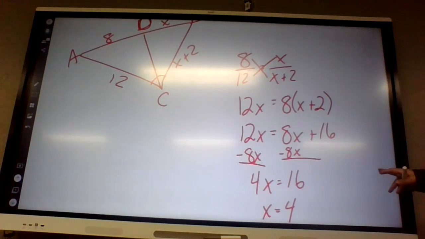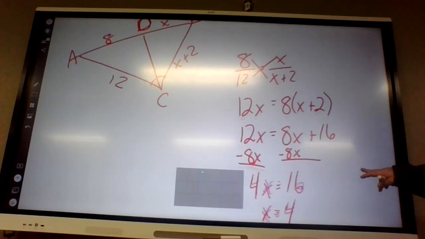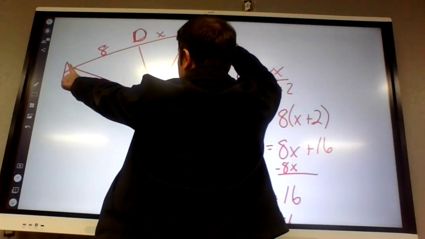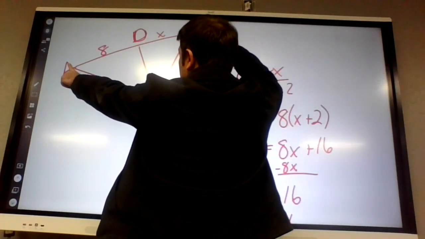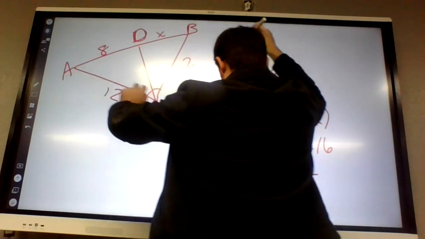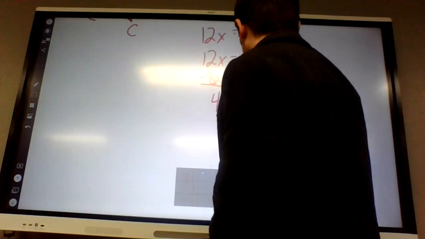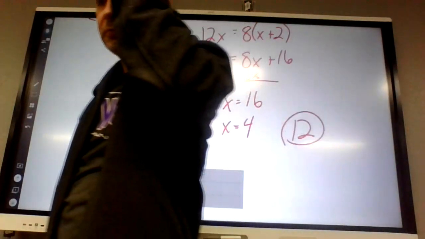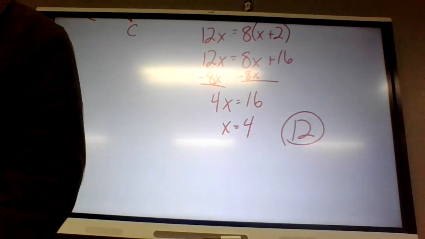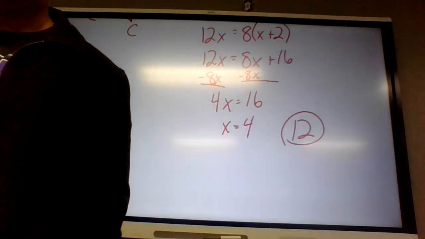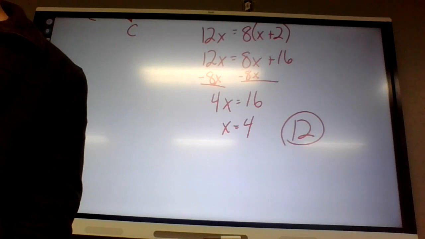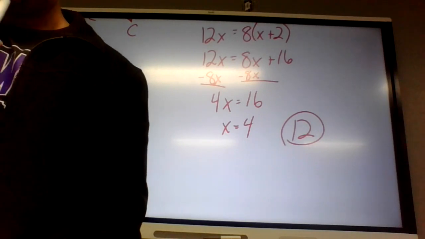Okay, if x is 4, then what is AB? It'd be 12. Right, 8 plus 12. So we gotta put 12. A couple more, I guess. 21.